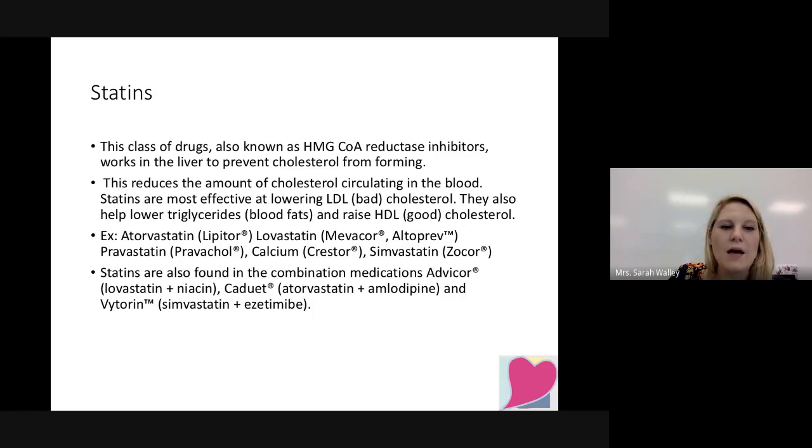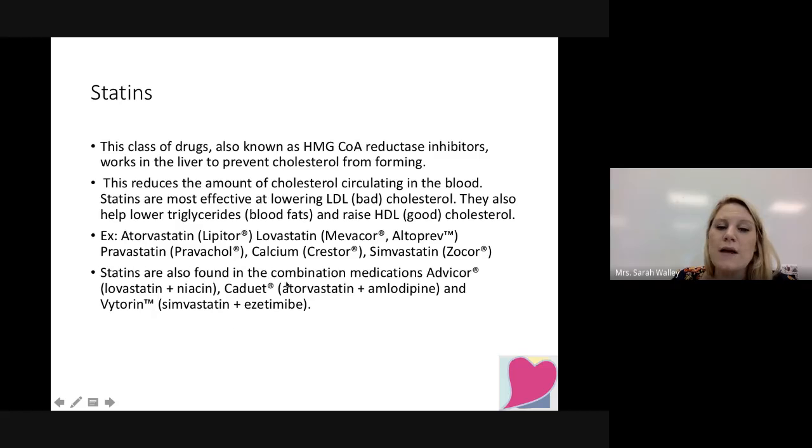Examples would be atorvastatin or Lipitor, probably the most common one, lovastatin or Mevacor, pravastatin or Pravachol, and Crestor. It's not just calcium, it's something else. That might be the wrong word. Let me see here. Crestor is rosuvastatin, so I don't know where calcium came from. That's not right, it's just a wrong word in here. And then simvastatin is Zocor. And a lot of these are on your list.